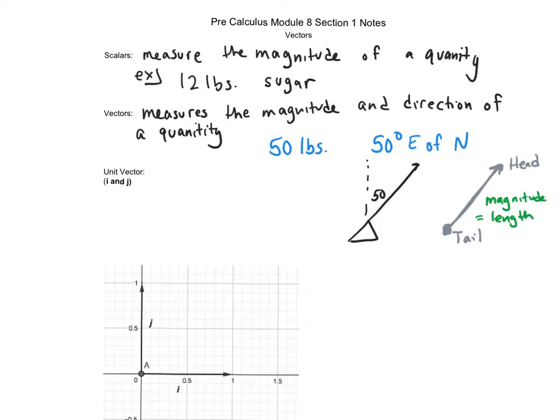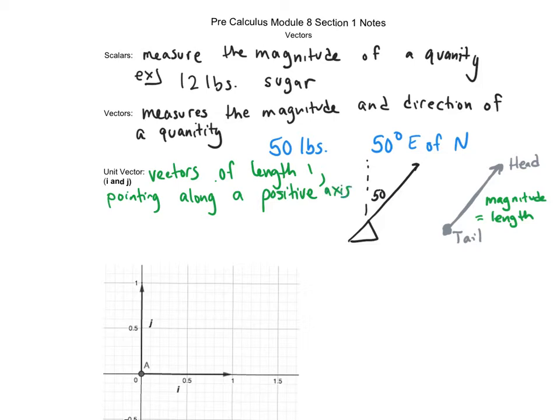So when we start to actually try to figure out how to talk about these vectors, in one way we'll talk about them is using what are called unit vectors. So unit vectors are just going to be vectors of length 1. So if it's length 1, that means it's magnitude 1, pointing along a positive axis. Now there are only two positive axes for us, the x and y axis. So we give names to each of those specifically. So if we have a vector i, that is a unit vector along the x-axis.